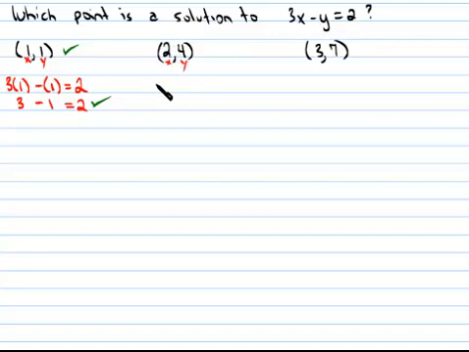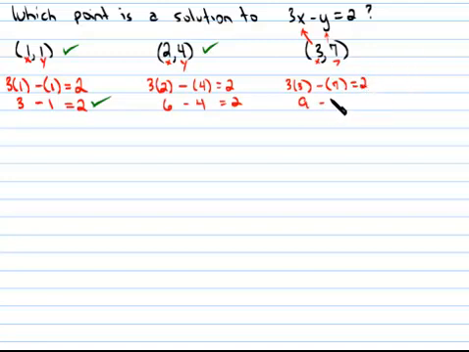So in this case, my x value is 2. So 3 times 2, right there, minus my y value is 4, equals 2. We're checking this. 6 minus 4 equals 2. So yes, that is a solution to this. Our final point, we're given an x value of 3 and our y value of 7, and we want to check if this is a solution. So my x value is 3, my y value is 7. So it would be 3 times 3 minus 7 equals 2. 9 minus 7 equals 2, which is also true.